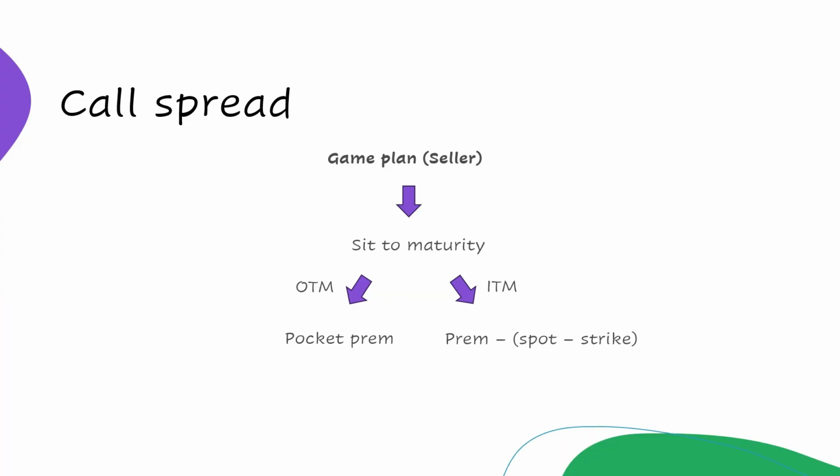The game plan for call spread sellers is just to sit with the call spread until maturity. If the call spread expires out of the money, option sellers pocket the entire premium. If the call spread expires in the money, then the profit and loss would be the premium received minus the call spread payoff, which is spot minus lower call strike, and the option payoff is capped by the difference between the upper call strike and the lower call strike.